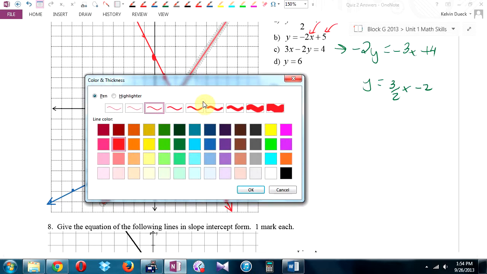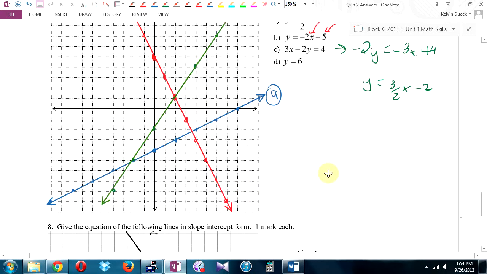Right-click, pen properties. Green. I guess I'm left with black.